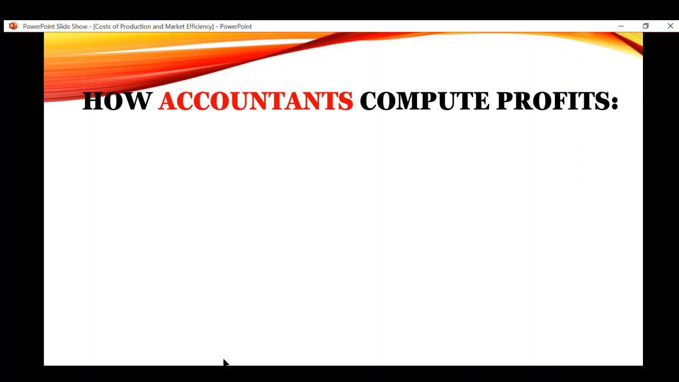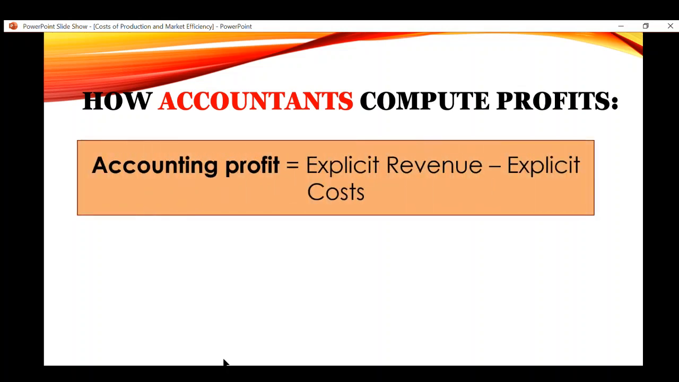And then, how do accountants compute profits? In your accounting class, you have learned that to compute the profit, we must deduct the expenses and the costs from our revenue. But what is being used in accounting is the explicit revenue and the explicit costs. So what are explicit revenues and what are explicit costs?